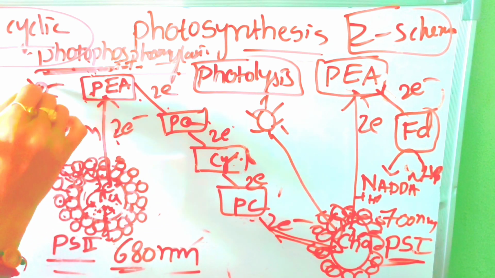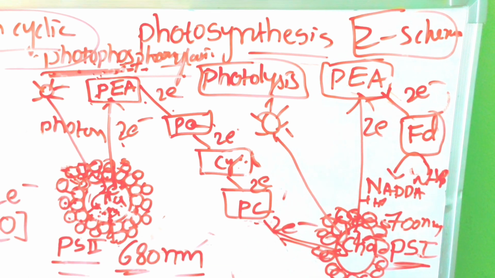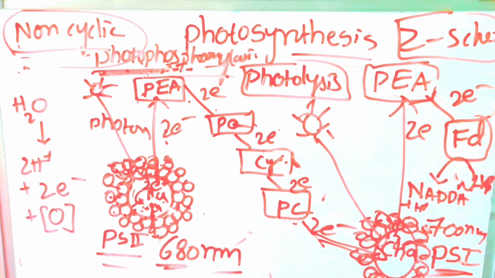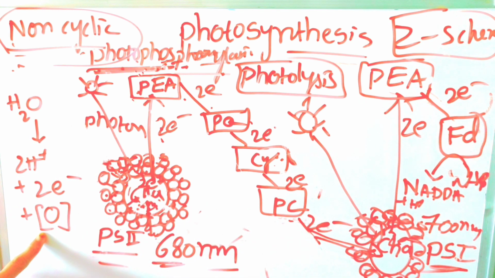Okay, light is there. The splitting of water molecule means the water can be split into 2H plus, 2 electrons and one nascent oxygen. So this is the splitting of water molecule. Water can be split into 2 hydrogens, 2 electrons and nascent oxygen.